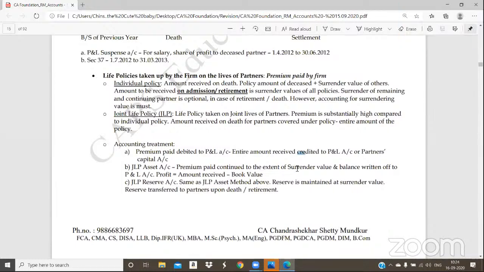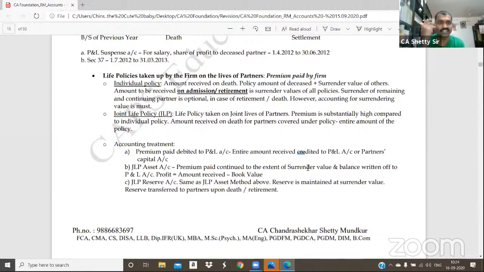If the premium is shown as an asset, it is like a depreciation. So assuming surrender value of the policy is 2 lakh. On a death, if you receive 10 lakh, 2 lakh is on the asset side. You receive 10 lakh, 8 lakh is the profit. Take it to the partners capital account. Understood? Yes, sir.